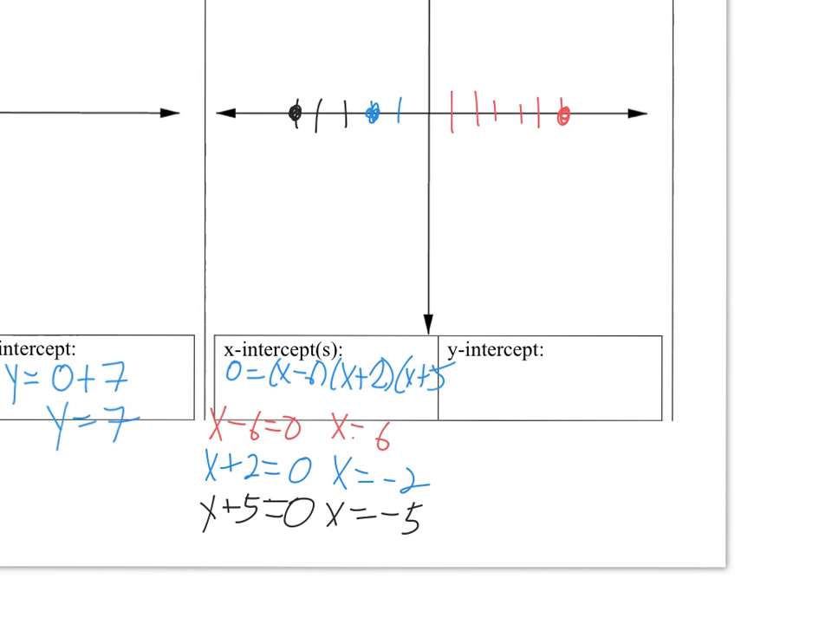Y-intercept is what happens when x is equal to 0. So y is equal to 0 minus 6, which is negative 6. 0 plus 2 is 2. And 0 plus 5 is 5. That means y is equal to negative 60. I'm not going to draw all those lines, so I'm just going to write a dash there and call this negative 60. Okay.